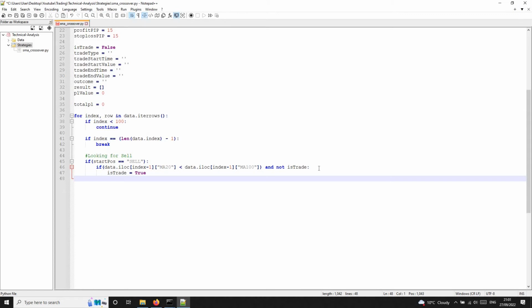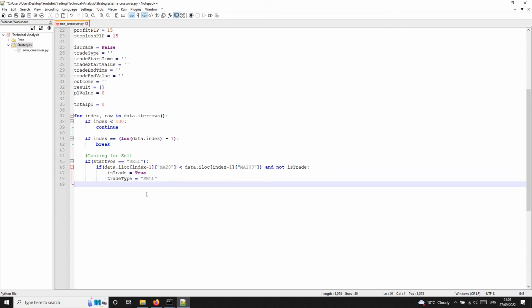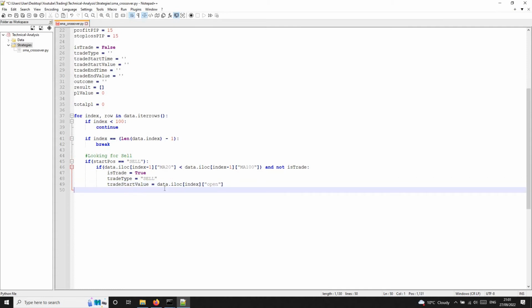So if we are not in a trade and it has crossed over, the very first thing we want to do is, yes, we are in a trade now. Then I'm going to say trade type is sell. We have done the short sell, and then my trade start value is now, for that particular candle, at open.